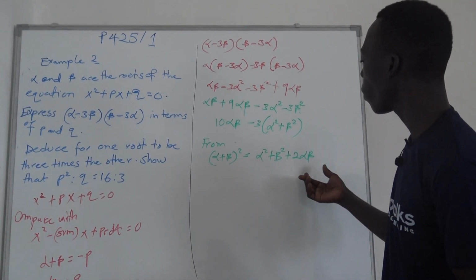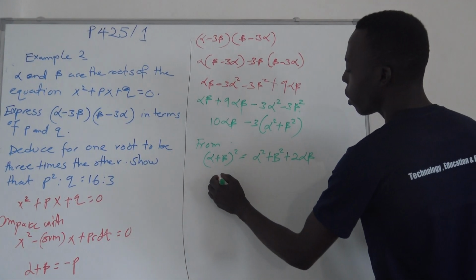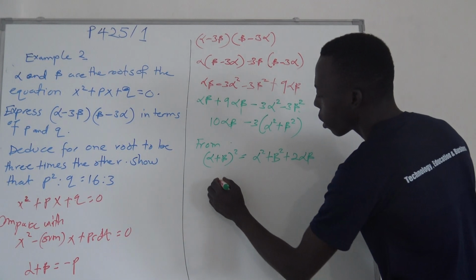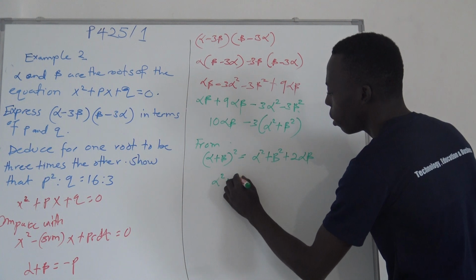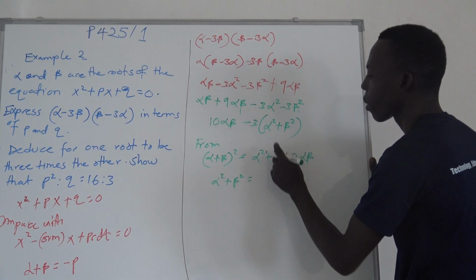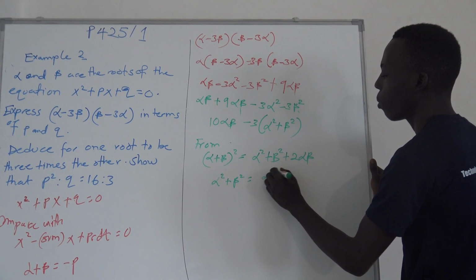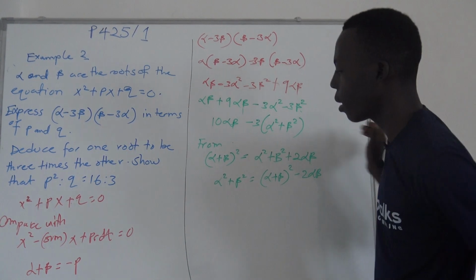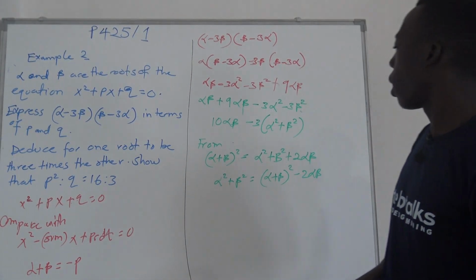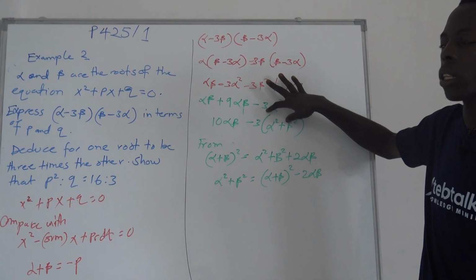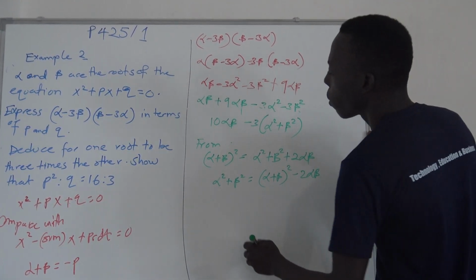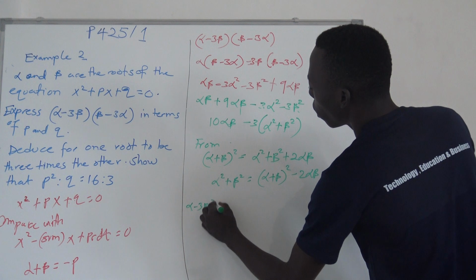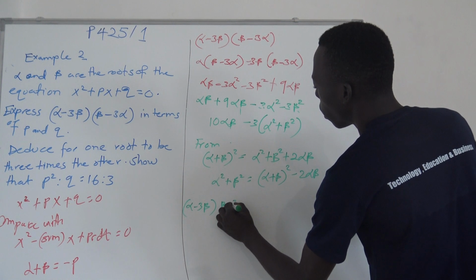So we make this one the subject, by taking the other term to the other side. For that case, alpha squared plus beta squared will give us alpha plus beta, the whole thing squared, minus 2 alpha beta. Then after that we substitute it back here. Substituting it back here, what do we have? We have the expansion alpha minus 3 beta, times beta minus 3 alpha.